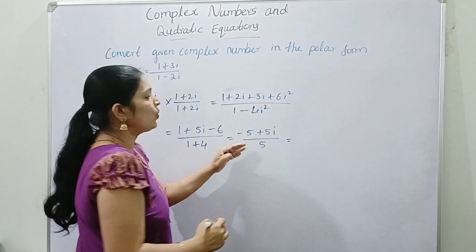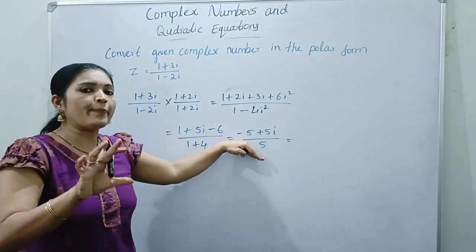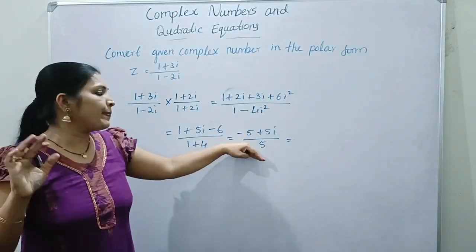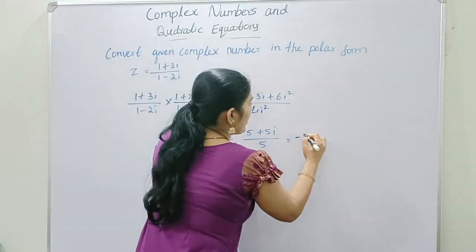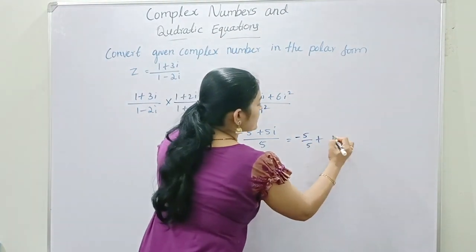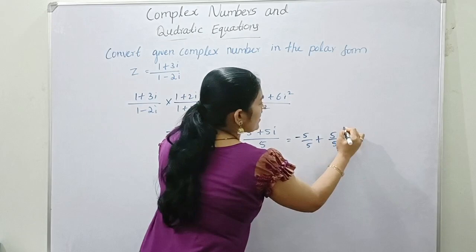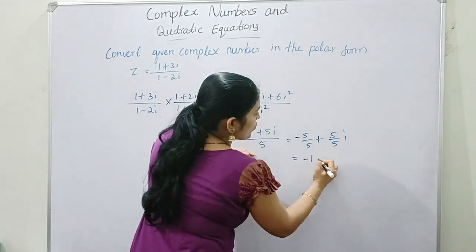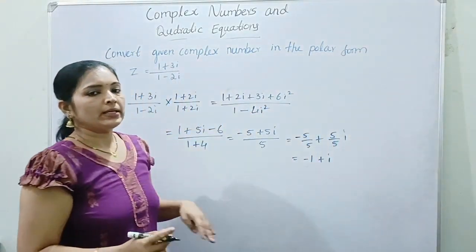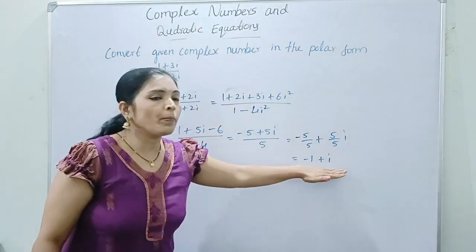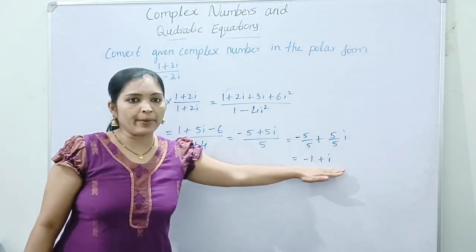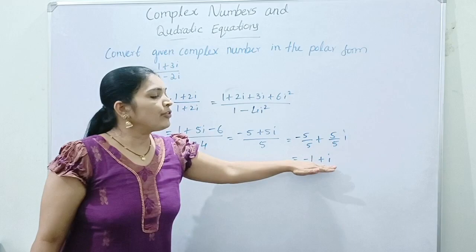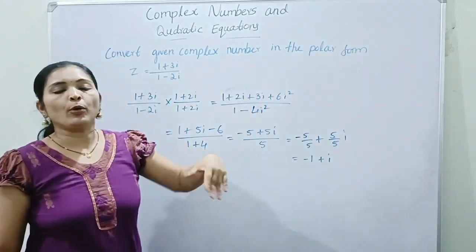Now let us write it in the form of a complex number a + ib. So -5/5 + (5/5)i, that is -1 + i. See, now we have got a complex number in the form of a + ib. Now we can convert it into the polar form.